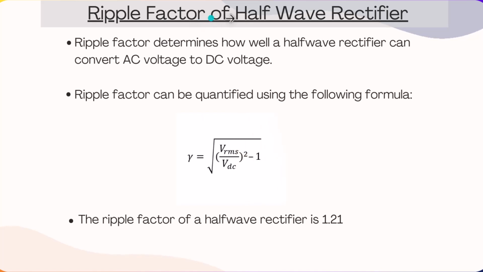Ripple factor of half-wave rectifier. Ripple factor determines how well our half-wave rectifier can convert AC voltage to DC voltage. Ripple factor can be quantified using the following formula. This is the symbol for the ripple factor, which is equal to the square root of (Vrms divided by VDC) whole squared minus 1. The ripple factor of half-wave rectifier is 1.21.